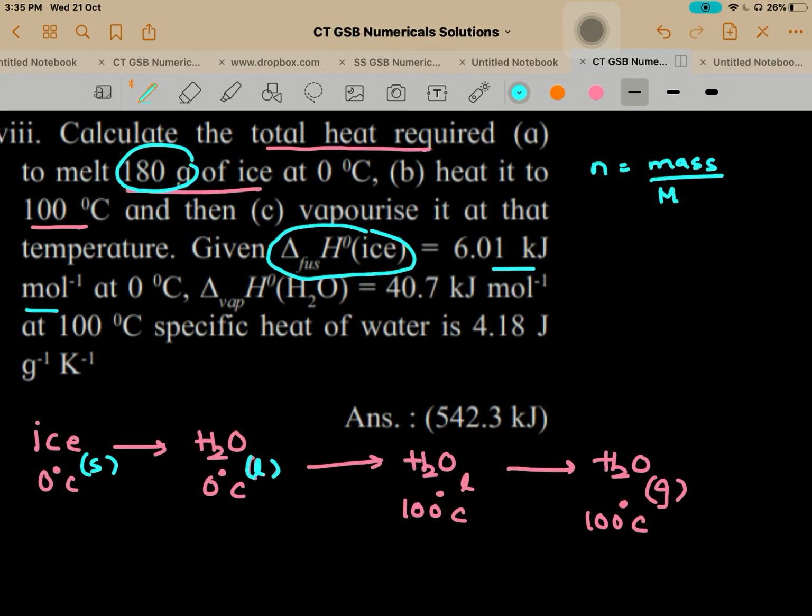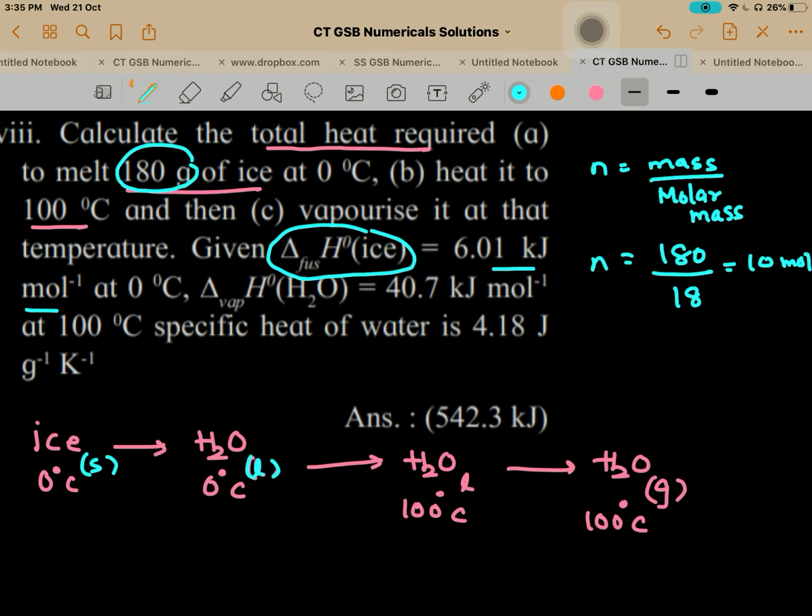Mass upon molar mass, correct? So how much is the mass given? 180 gram, and molar mass means for water it is 18. For ice also it will be 18. So this is 10 mole, correct? Your N is 10 mole. So per mole heat change required is 6.01. So for 10 mole it will be 10 into 6.01.